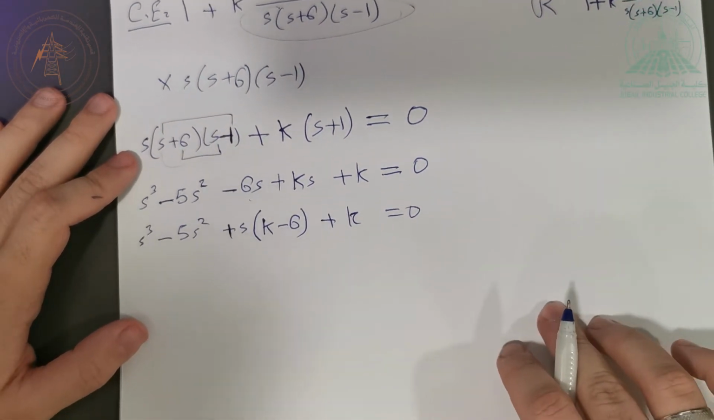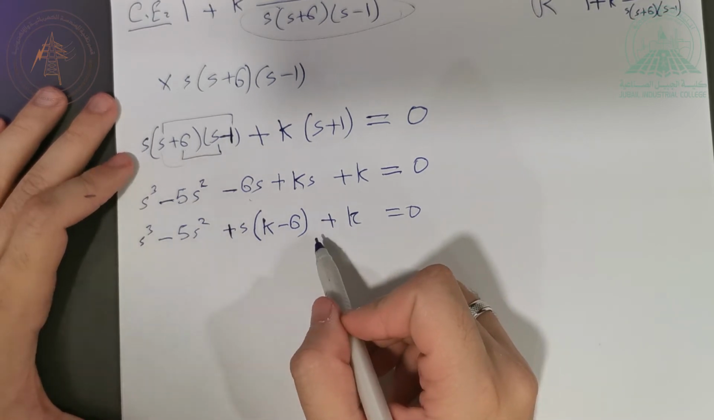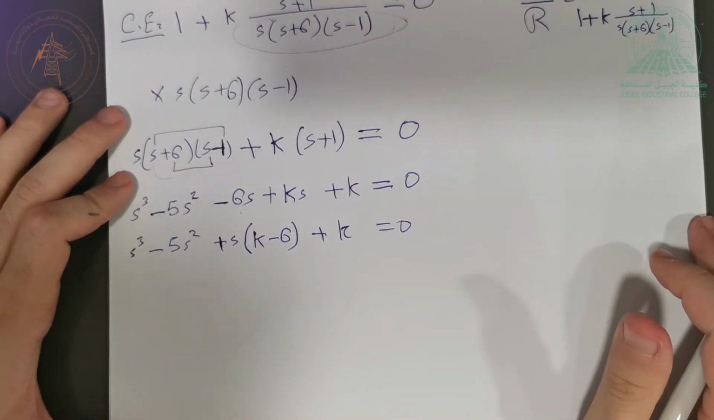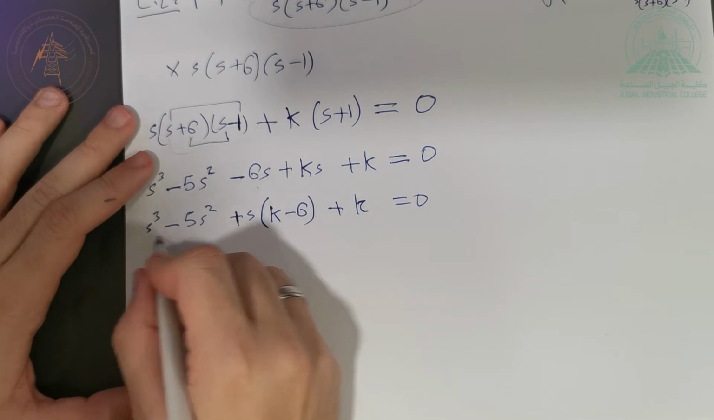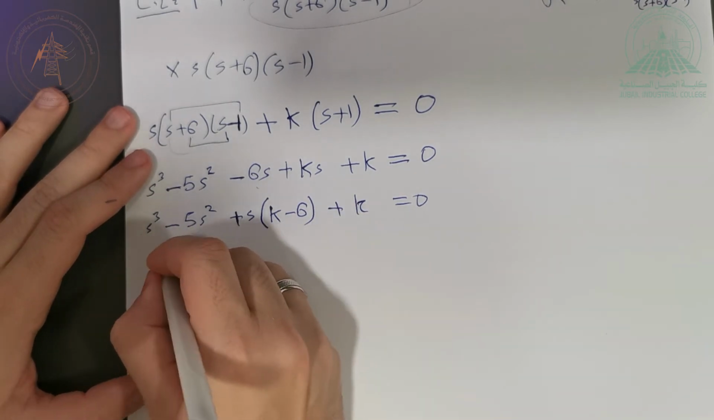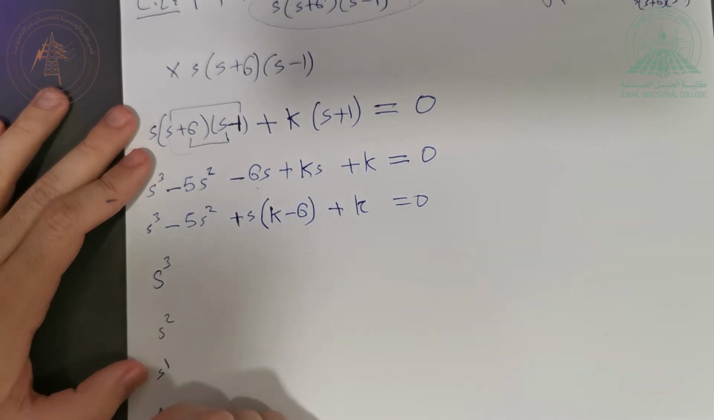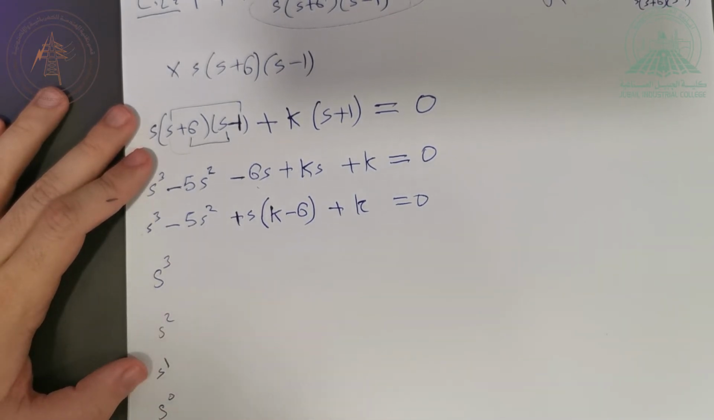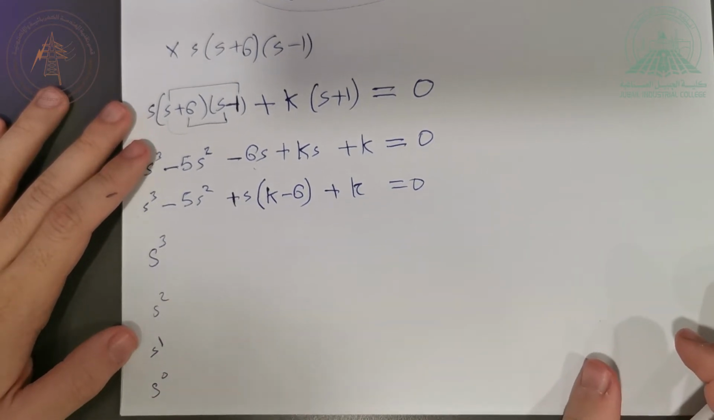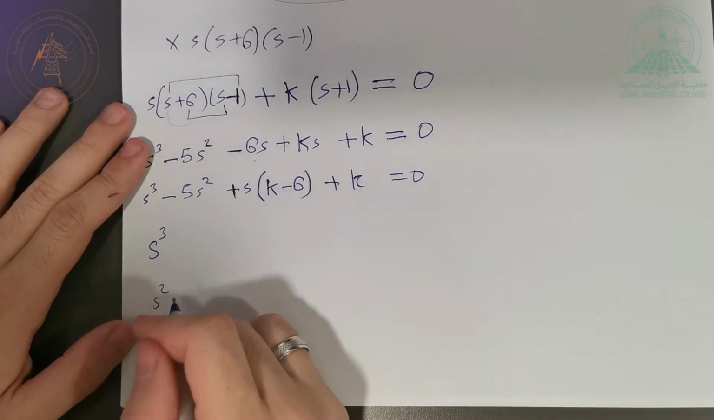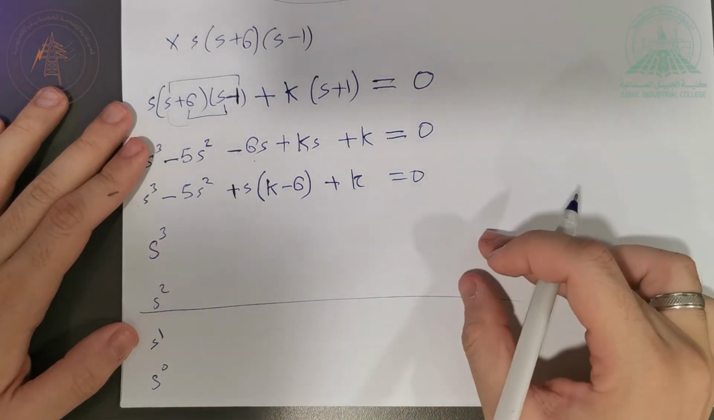Right. Now, in order to know the range of the values of k that will make the system stable, I'm going to apply the Routh-Hurwitz criterion. This is a third order system, so I'll start with s cubed, s squared, s to the 1, s to the 0. Right? Bring it up a little bit. Now start by filling up these two rows.